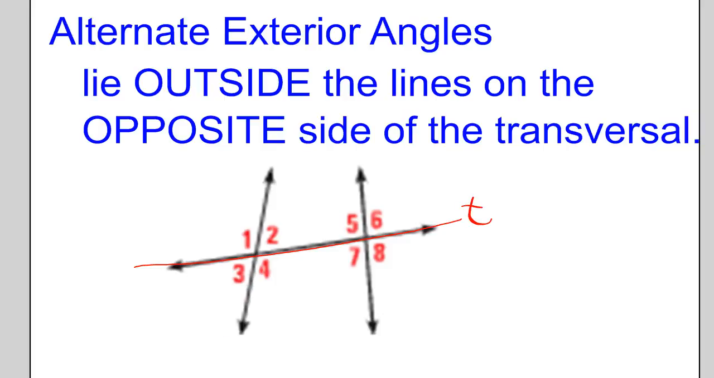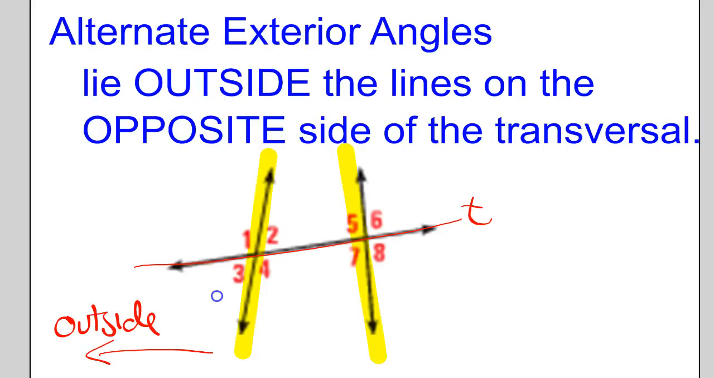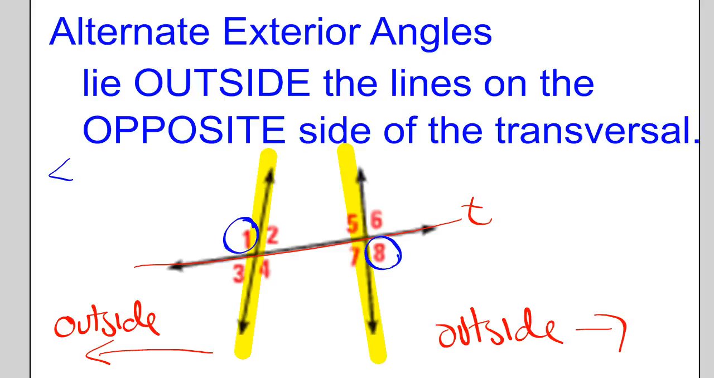I'm going to highlight my lines. So outside is out this way. This is outside of my lines. This is outside of my lines. Okay, so these angles are outside of the lines on the opposite side of T. Well, who's on the opposite side of T? 1 and 8. So angle 1 and angle 8 are called alternate exterior angles.